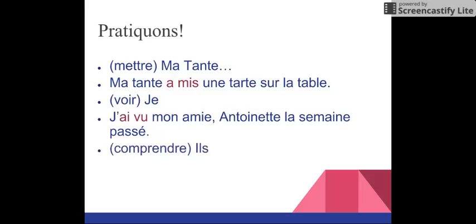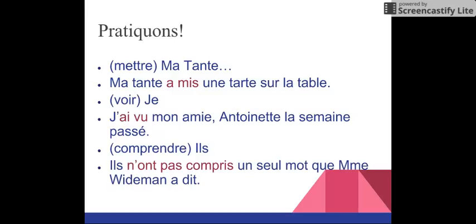Comprendre with il pluriel, c'est ils ont compris. Mais c'est négatif, alors ils n'ont pas compris un seul mot que Madame Wideman a dit. They didn't understand a single word Madame Wideman said. If Madame Matthewson said it, they probably would have understood it.